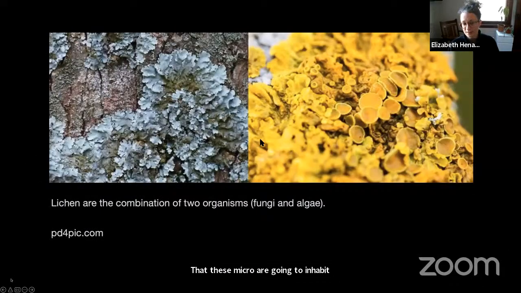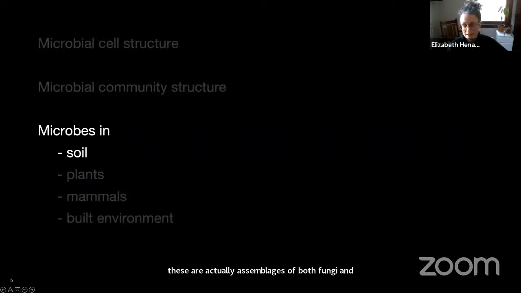Another one of my favorite examples of biofilms is lichen, which is observable also to the naked eye. These are actually assemblages of both fungi and algae, photosynthetic algae. So now I want to go through a few examples of microbes in different environments.